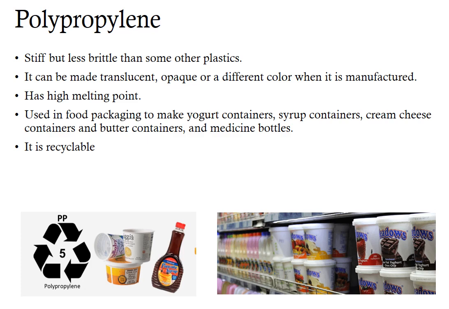Polypropylene is another type of polyolefin. It is usually stiff but less brittle than other plastics. It can be made into translucent, opaque or different colors. It usually has a high melting point, therefore it is microwave safe. Usually it is used for packaging of yogurt, that is curd containers, syrup containers, cream cheese or butter containers and medicine bottles. It is also recyclable.